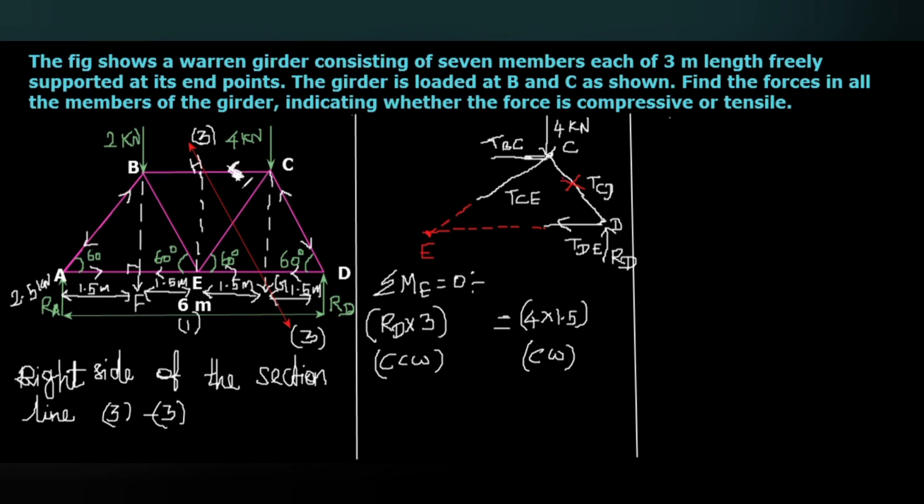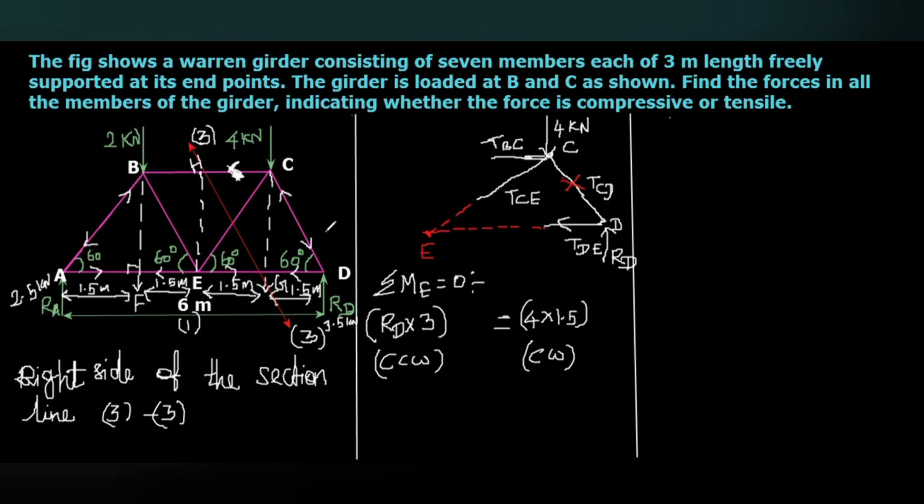So here you can see, when you take moment about E, the value of RD we know is 3.5 kilonewton. 3.5 multiplied with 3, that is the counterclockwise moment. Here we have 4 into 1.5. This 3 into 3.5, we will get 10.5, but 4 into 1.5, we will get only 6. So here the counterclockwise moment is the largest one compared to the clockwise.